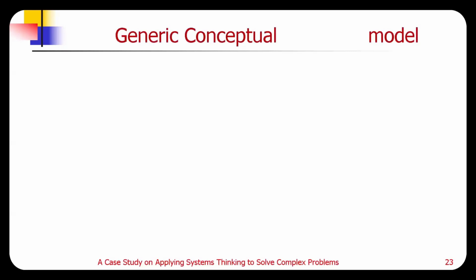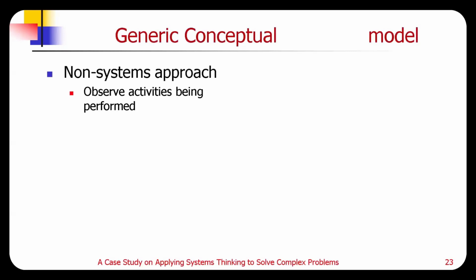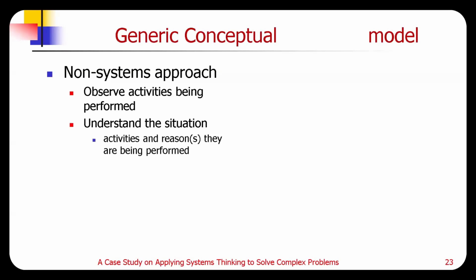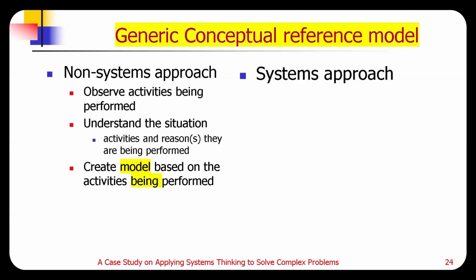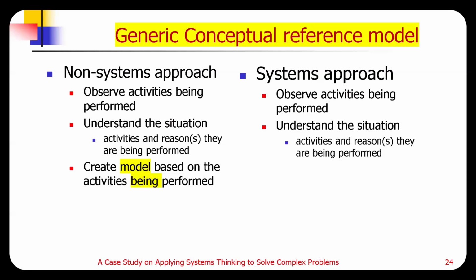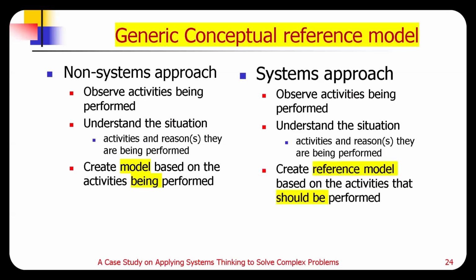The general conceptual model in the non-systems approach, it's observe activities being performed, understand the situation. These are the activities and the reasons they're being performed, and create the model based on the activities being performed. The systems approach, on the other hand, also observes the activities, understands the situation, the activities and the reasons they're being performed, and then creates the reference model based on the activities that should be performed.